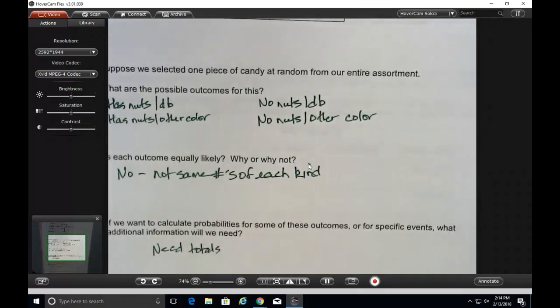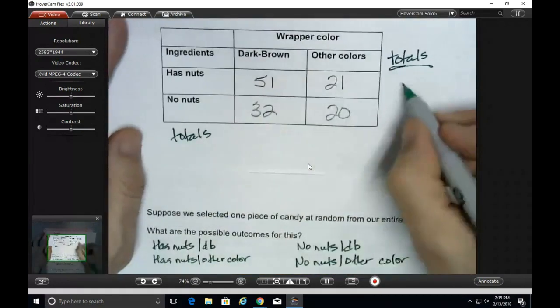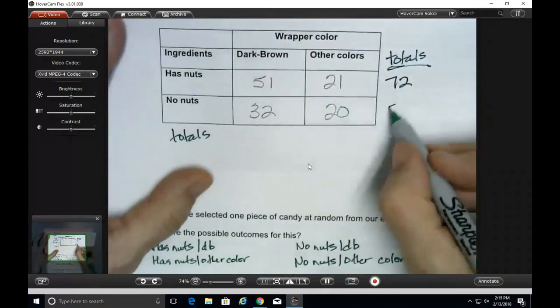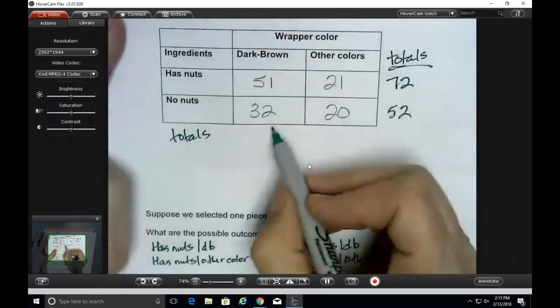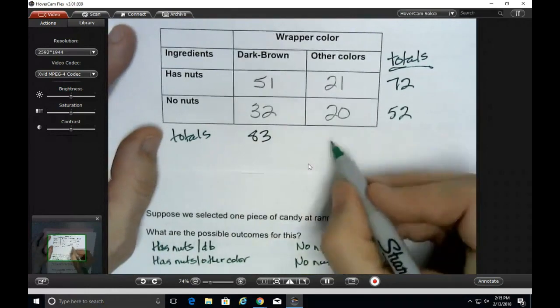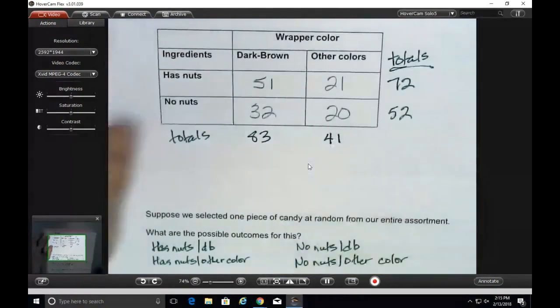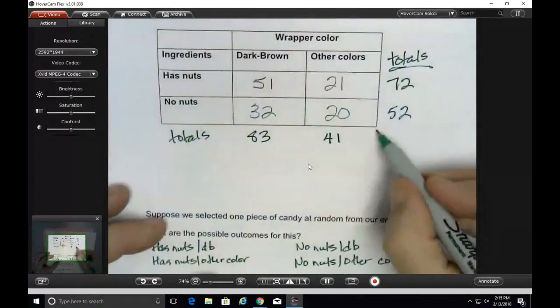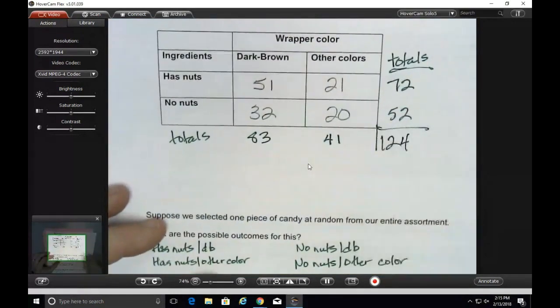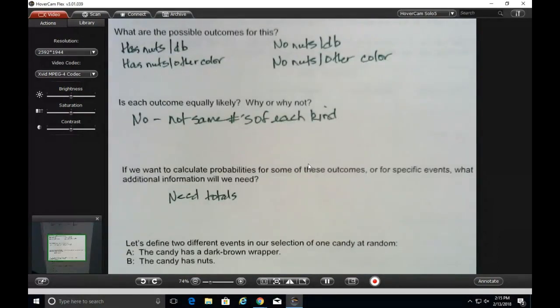We might want to do some row and column totals also, but for sure we need a total for the table. The total that have nuts would be 72. The total that don't have nuts would be 52. The total with dark brown wrappers would be 83. And the total with other colored wrappers would be 41. And so our grand total for the entire table would be 124.